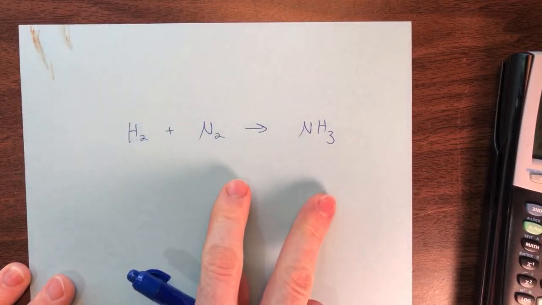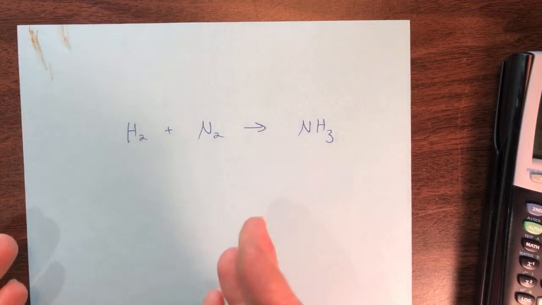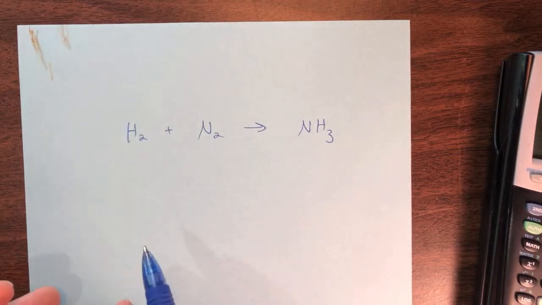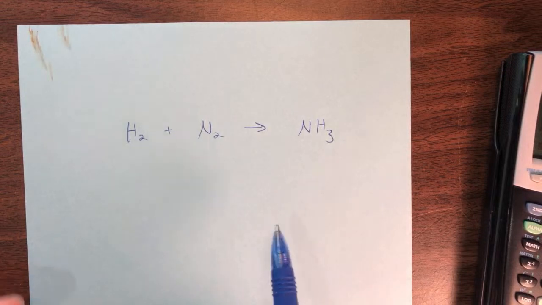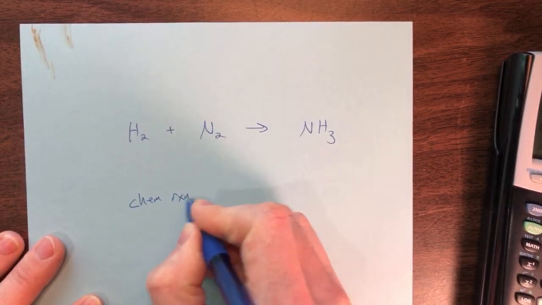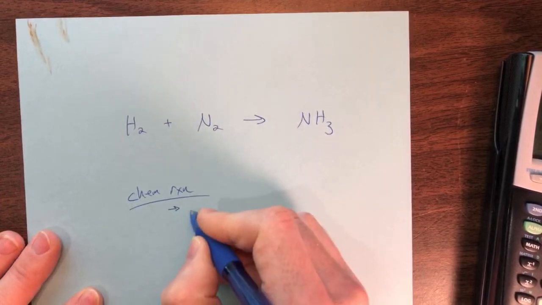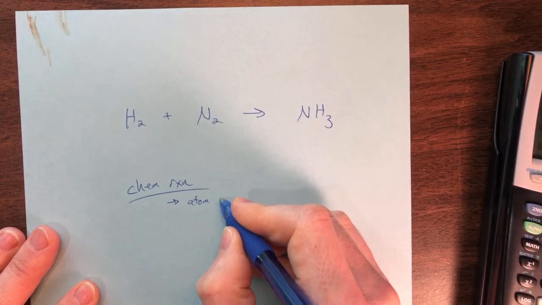Well, why is this important? This is important because in real life, you don't actually destroy or create atoms in a chemical reaction, right? In a chemical reaction, all that happens is the atoms change how and with what they're bonded.